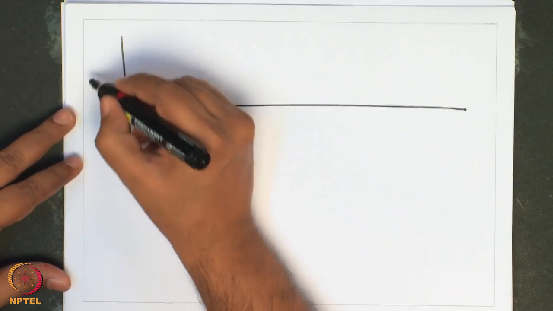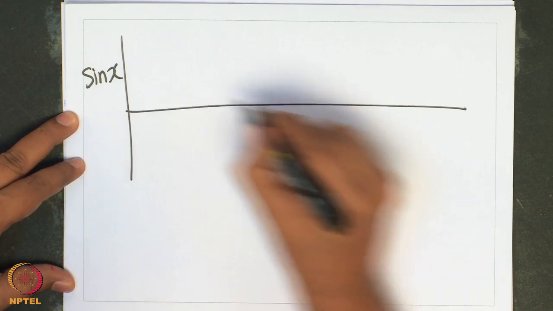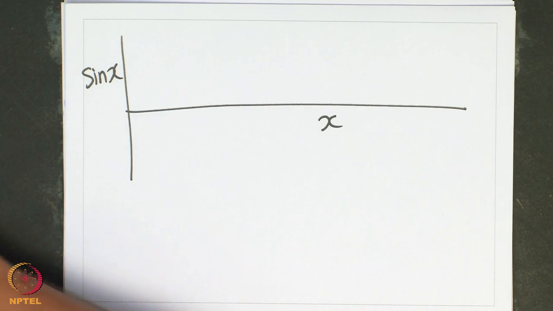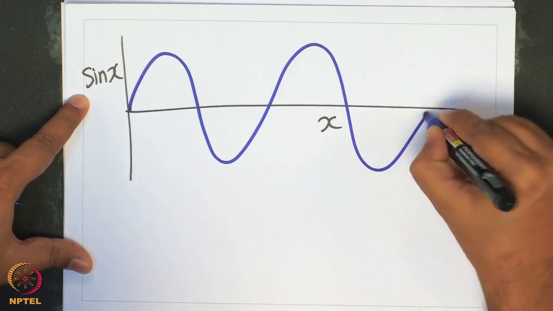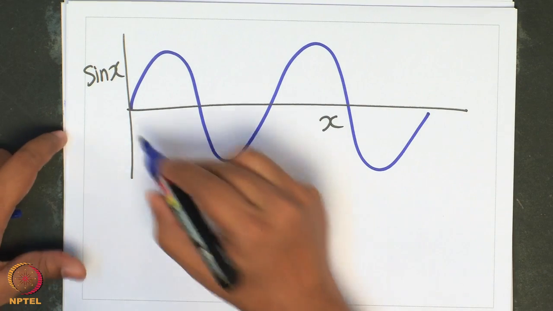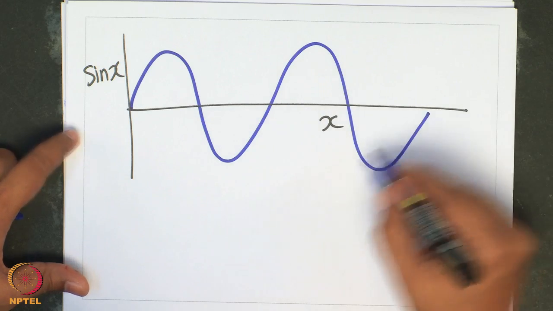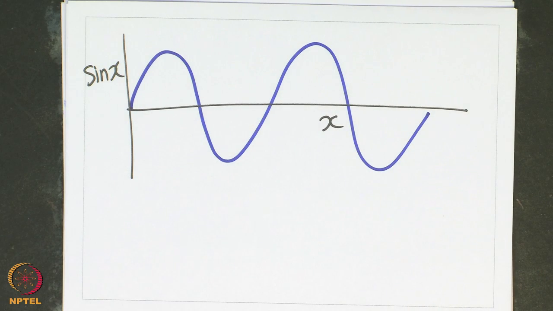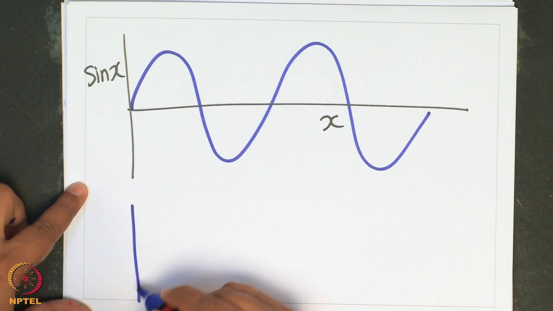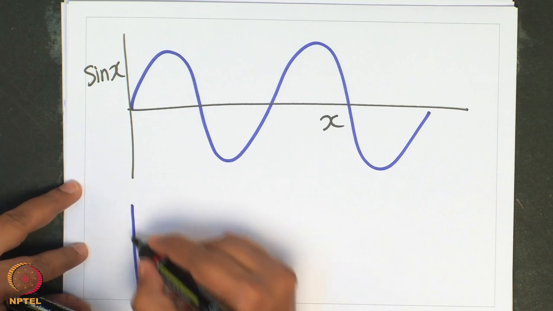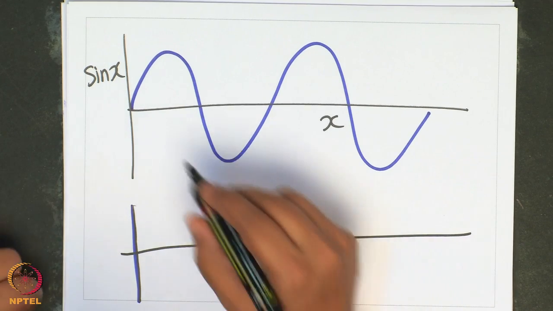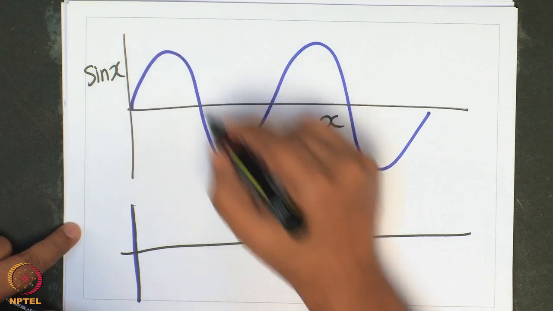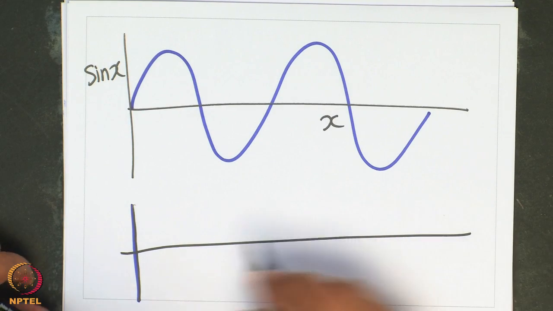So, if we plot sin x versus x, it would look like an oscillatory curve like this. Starting from 0, then there is a peak and so on and so forth. Now, by looking at it, can we plot its derivative below here? So, the derivative of sin x, if I plot here, what will I get? So, let us train ourselves to look at this curve and plot its derivative below here.